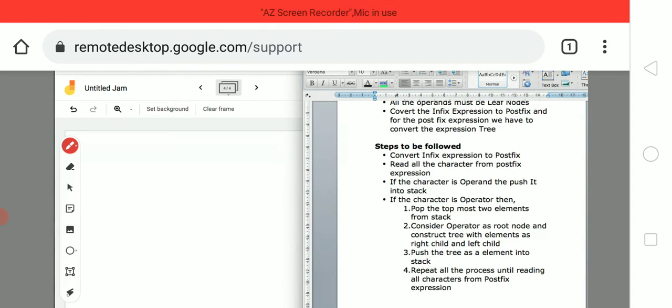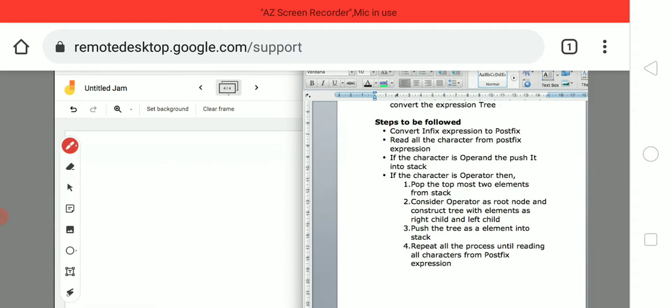So the steps to be followed to construct a binary tree. First we have to convert the infix expression to postfix expression. After that, read all the characters from postfix expression. So here characters means it may be operators or operands. So all these things we are considering as a character here. If the character is operand, then push into stack.